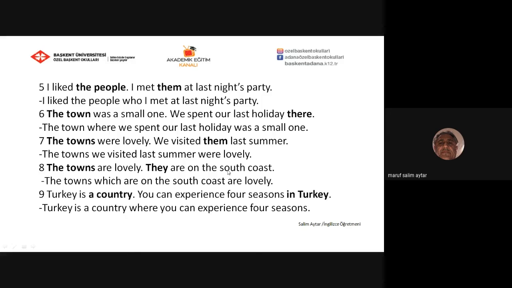I like the people who I met at last night's party. The town where we spent our last holiday was a small one. The towns we visited last summer were lovely. The towns which are on the south coast are lovely. Turkey is a country where you can experience 4 seasons.